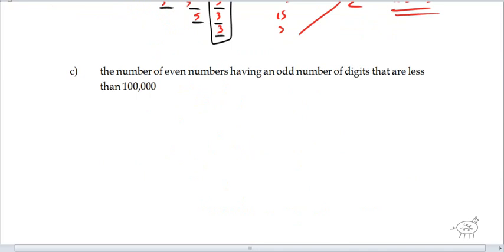are less than 100,000. So like before I did 5 slots, 4, 3, 2, 1, but now it's saying I have to have an odd number of digits. So it's going to be 5 slots, 3 slots, or 1 slot. Okay? And then it's an even number.